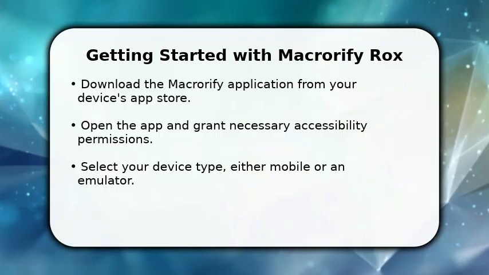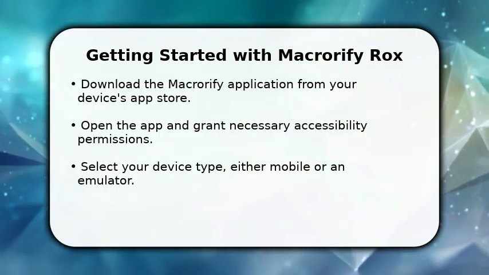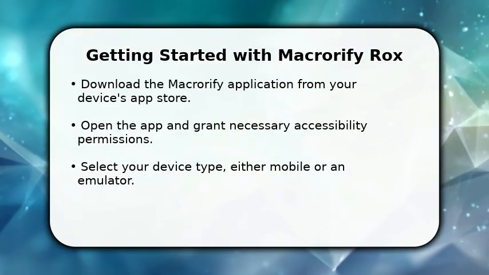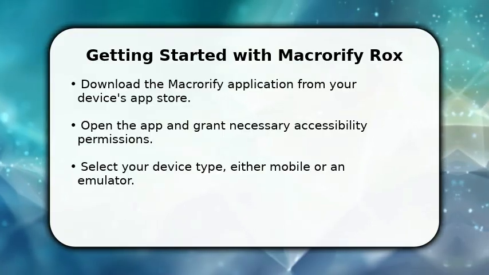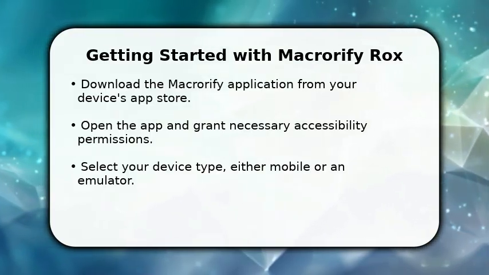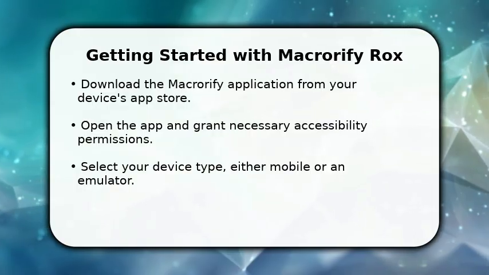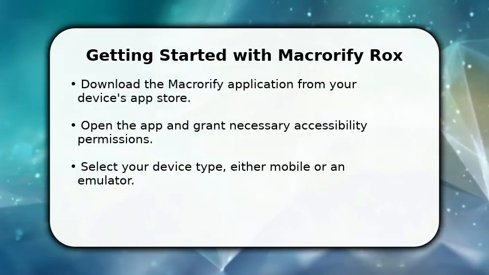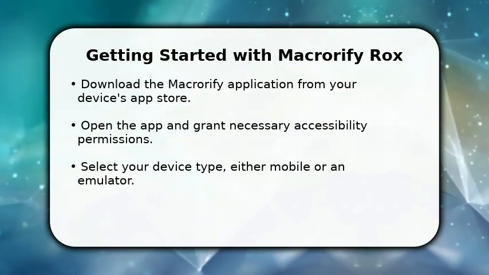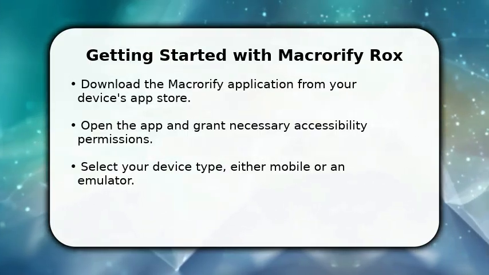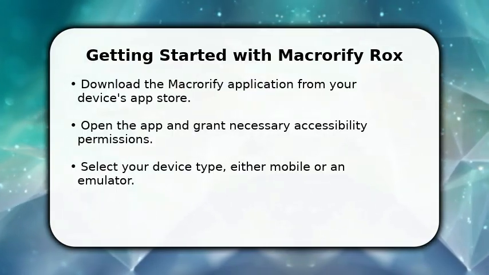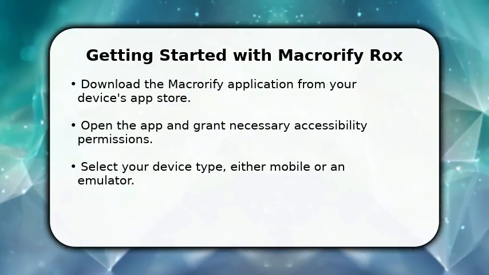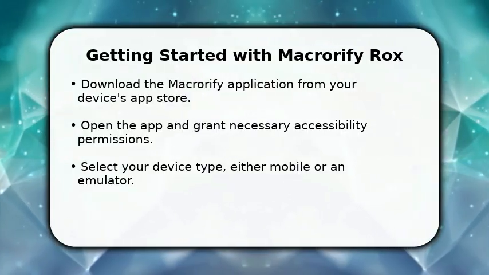Enjoy the video. In this video, I will explain how to set up Macrorify Rox. First, you'll need to download the Macrorify application from your device's App Store. Once installed, open it and accept the terms, then grant the required accessibility and screen capture permissions. Next, choose your device type, whether it's a mobile phone or an emulator. Finally, navigate to the in-app macro store and download the specific Rox macro you wish to use.